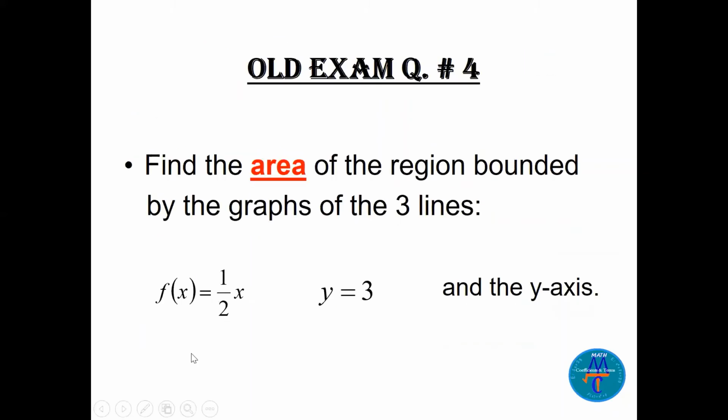Question number 4: find the area of the region bounded by the graphs of the 3 lines. This is f of x equals 1/2 x, y is equal to 3, and the y-axis. So simply, this is a linear function, this is a horizontal line, and this is the y-axis. Draw this linear function, which is a straight line.